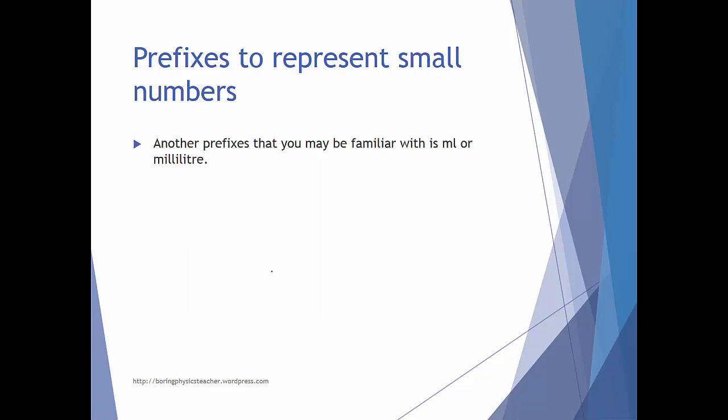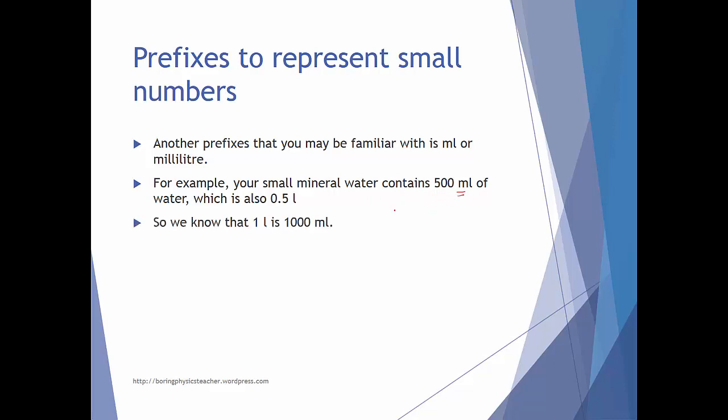What about prefixes that represent small numbers? A prefix that you may be familiar with would be ml or milliliter. For example, your small mineral water usually contains about 500 ml of water, which is just 0.5 liter. So this M represents something that is smaller. In this case, 1 liter is about 1000 ml. So 1 ml is converted to how many liters?